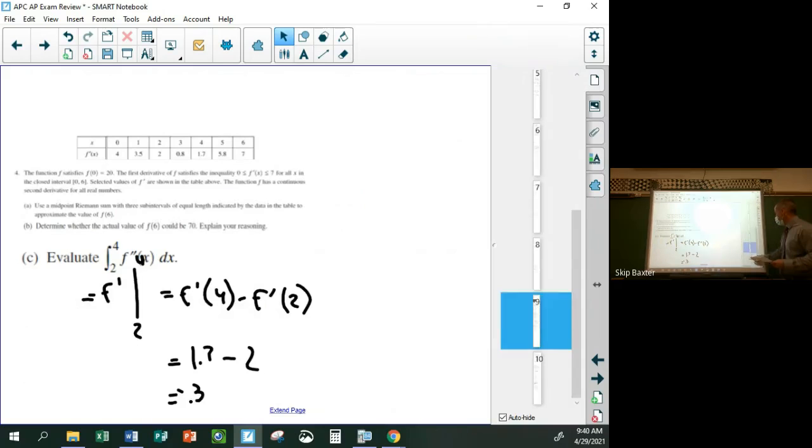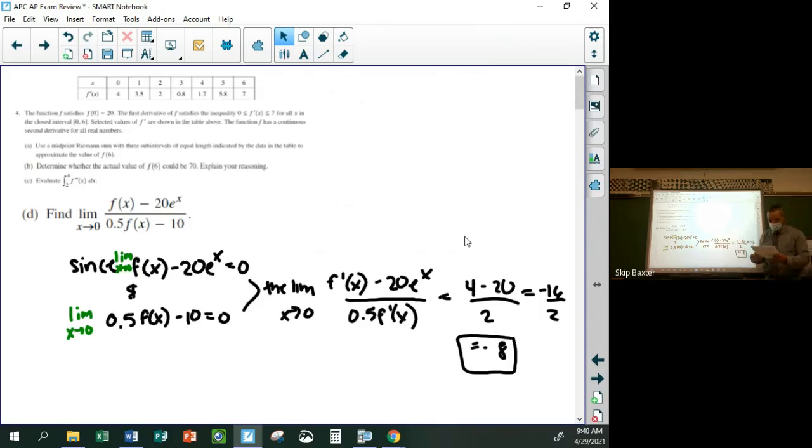And then for part D, this is also worth 2 points. 1 point for correctly using L'Hopital's rule. That includes verifying the hypotheses of L'Hopital's rule over here. 1 point for that, and then 1 point for getting the correct answer. Any questions on that?